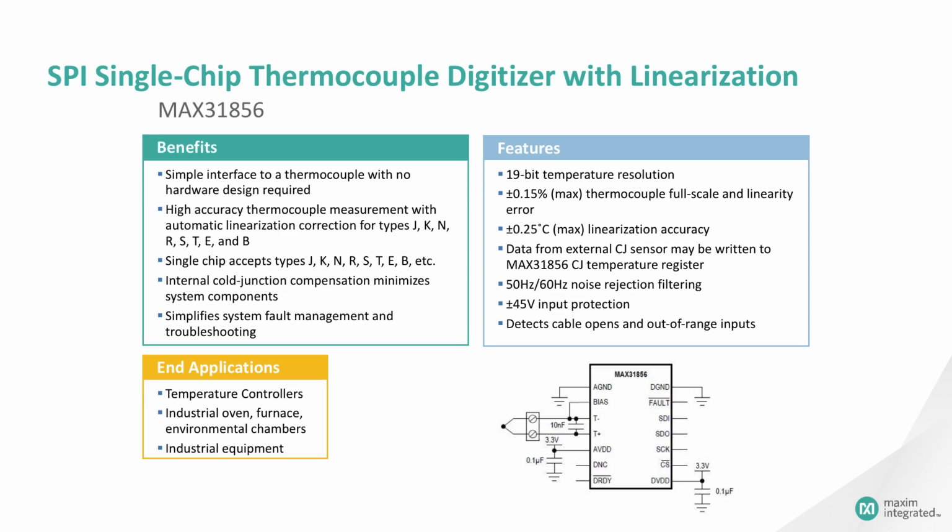Applications for the MAX31856 are wide and varied and include, but are not limited to, such industrial equipment as temperature controllers, industrial ovens, furnaces, environmental chambers, plastic injection molding equipment, and fuel cells. Evaluation of the MAX31856 is supported with the MAX31856 EV kit.